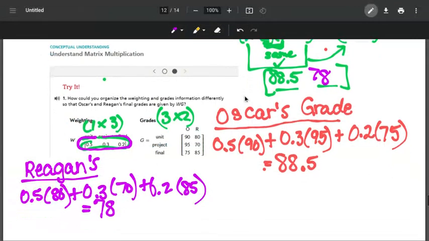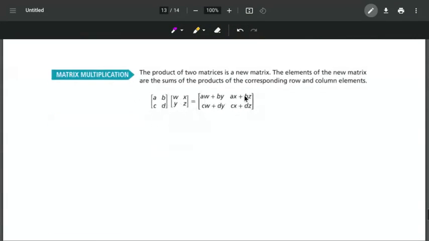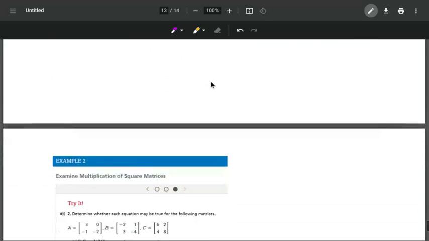So let's do a couple more examples. Here is the official rule showing you how to multiply matrices, and it does say that the elements of the new matrix are the sums and products of the corresponding rows and column elements.